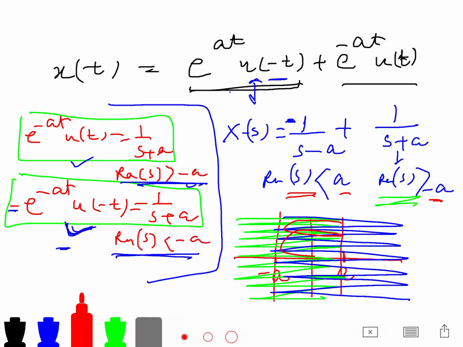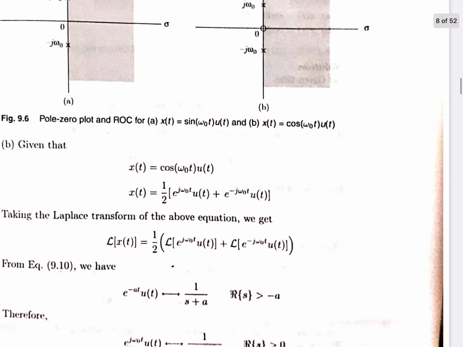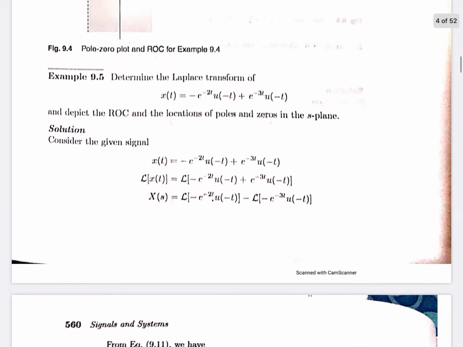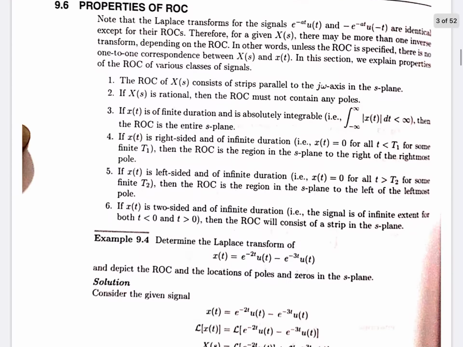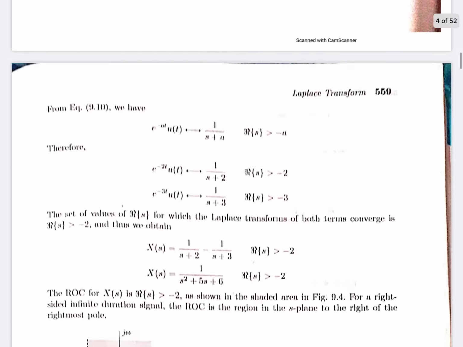And the overlapped area is this. So the ROC will be the strip in the S plane. You can refer to property number 6. In property number 6, it is defined that if the sequence is two-sided and is of infinite duration, then the ROC will consist of a strip in the S plane, right?